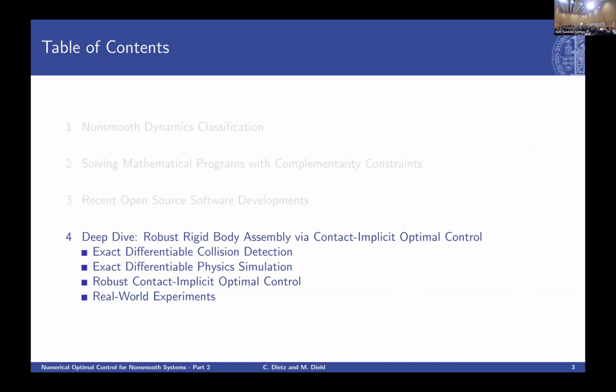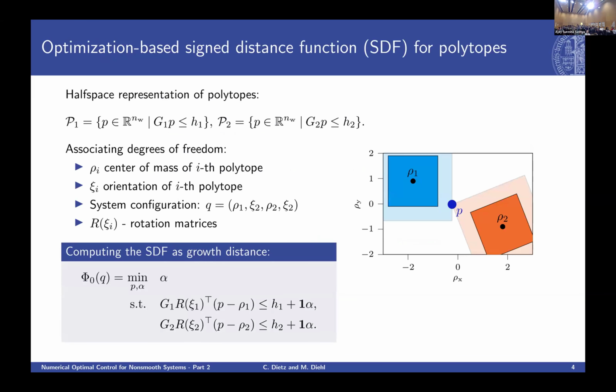So we essentially need three ingredients: differentiable collision detection, differentiable physics simulation, and then we can formulate a robust optimal control problem. So how to do differentiable collision detection? We consider a signed distance function, which takes in two polytopes that have 2 degrees of freedom, the position and the orientation, which we capture in the system configuration Q.